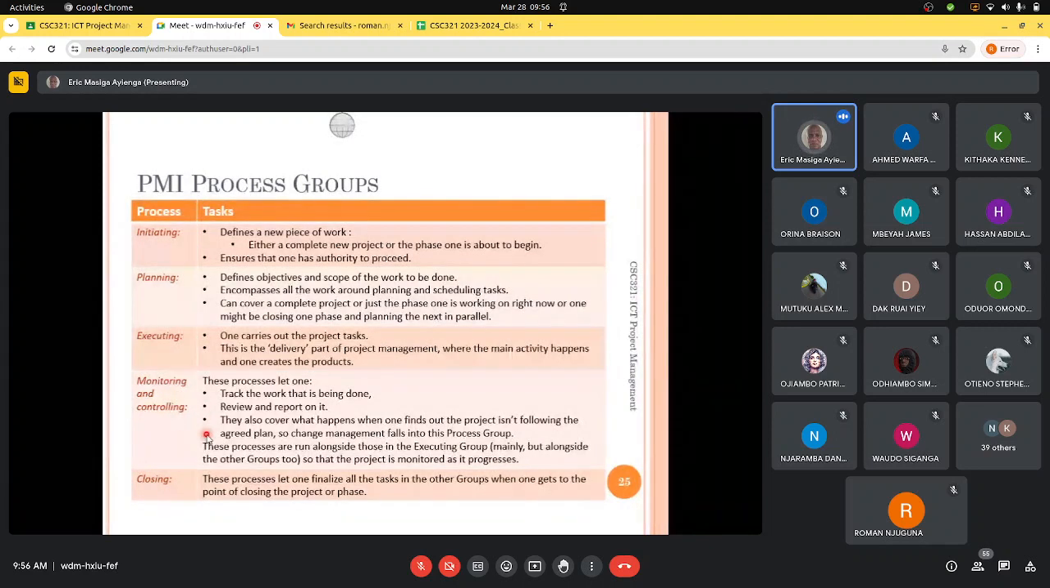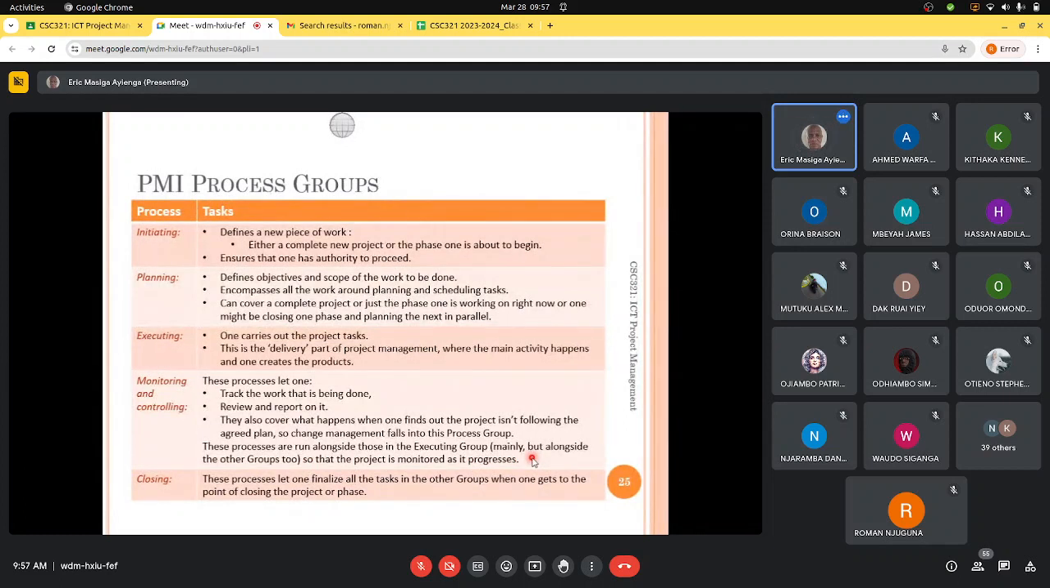Then we have the monitoring and controlling process group. These processes let one track the work that is being done, to review and report about it. They also cover what happens when one finds that the project isn't following the agreed plan. So this is monitoring and controlling. You are looking at your product, and you are trying to determine whether it's on track, it's off track, and so on, and you are taking corrective action. So the processes for this process group run alongside those in the executing group, mainly, but alongside other groups too, so that the project is monitored as it progresses.